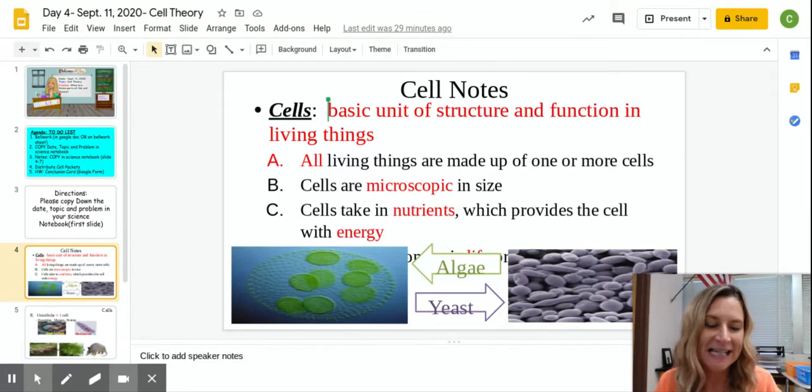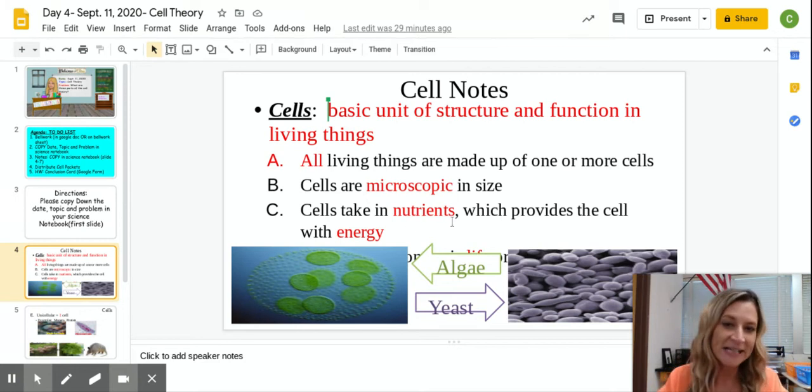Think of a unicycle. That's a bicycle with only one wheel. Unicycle, one. Unicellular, one. Multicellular starts with an M, and multicellular is more than one cell. Cells are microscopic. That means they're really, really small. So we use a microscope in order to view them.